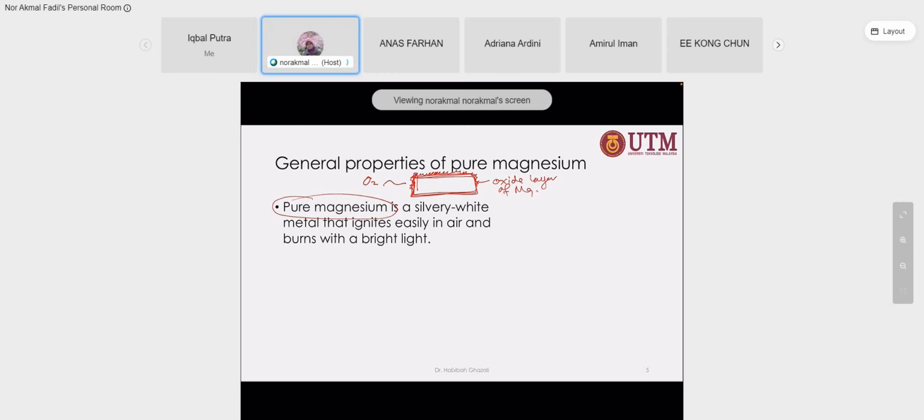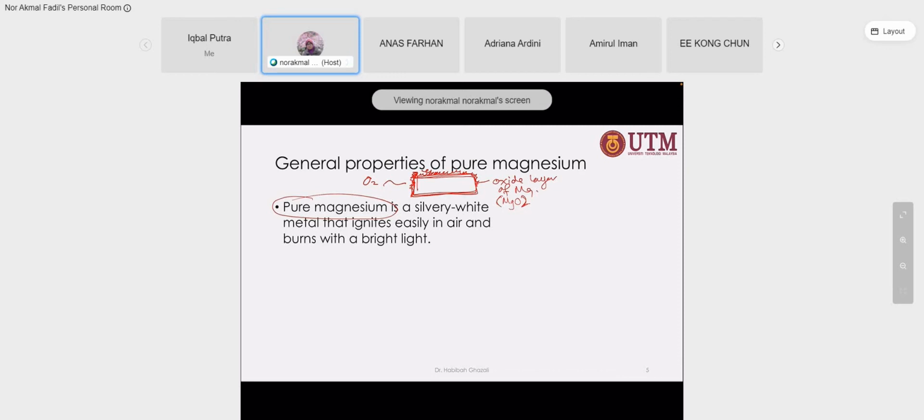So what you can see, it is a very fragile porous structure. It is not like aluminum oxide. Aluminum oxide is a very compact and continuous layer, but this oxide layer of magnesium is similar to the oxide layer of iron. Okay, the oxide layer of magnesium is similar to the oxide layer of iron, which is rust. Dia macam karat lah. Karat dia tapi color dia warna putih. It is a white powder.